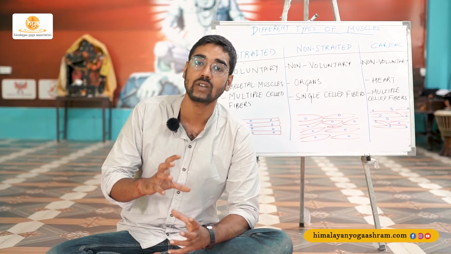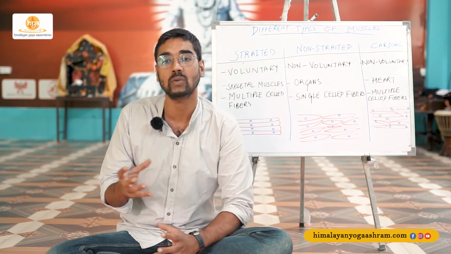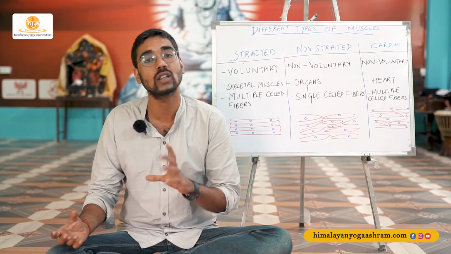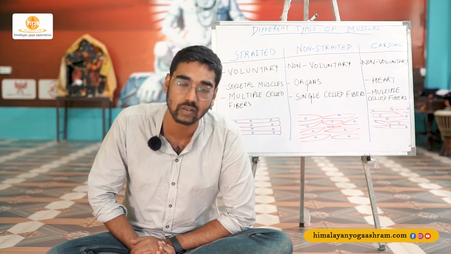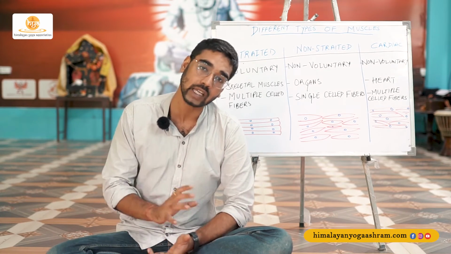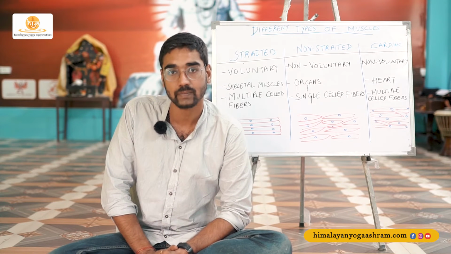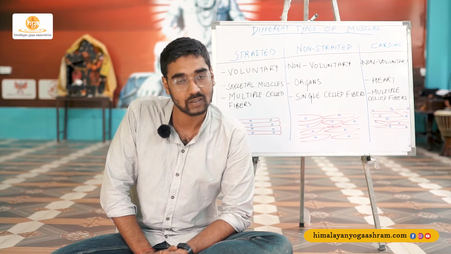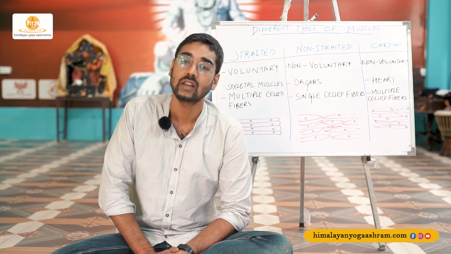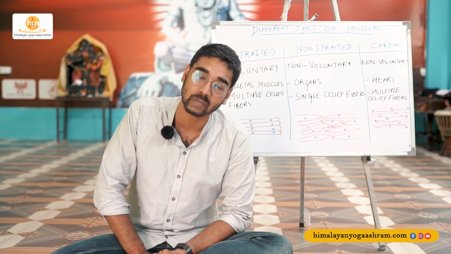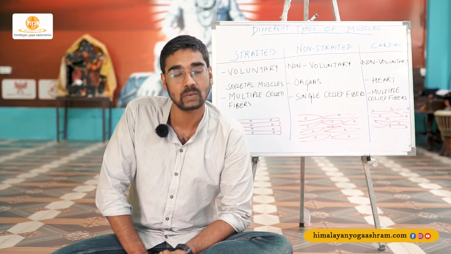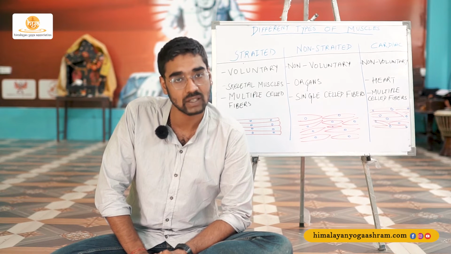This capability of being able to push and pull things is not the only function of the muscular system. There are different types of muscles inside the human body. One of them is the striated muscles. The other one is the non-striated muscles. And the third type is the cardiac muscles.